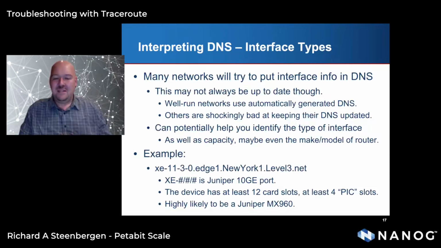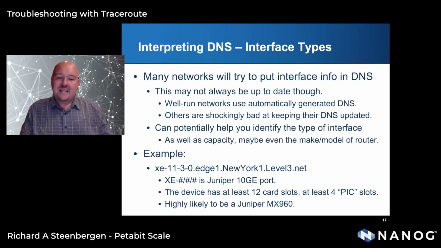And I've seen some DNS pop up, it's like, wow, that company's been bankrupt for like 15 years. There's still a DNS entry for it. But assuming the DNS is up to date, this can really help you identify what type of interface, as well as the capacity and maybe even the make or model of the router. So here's an example of a Level 3. This is quite old, but an example of a hop from Level 3.